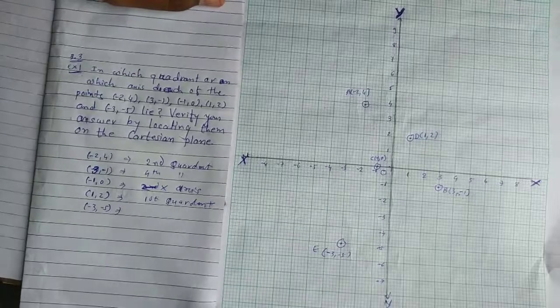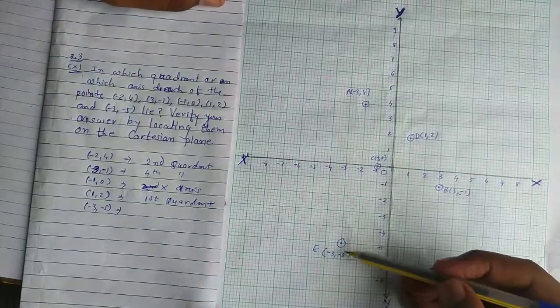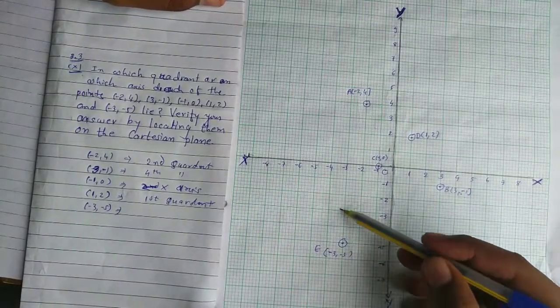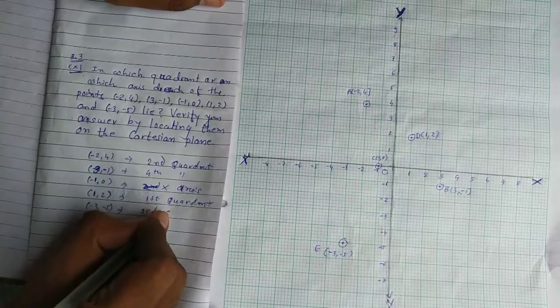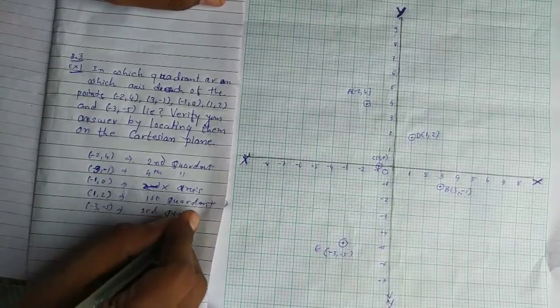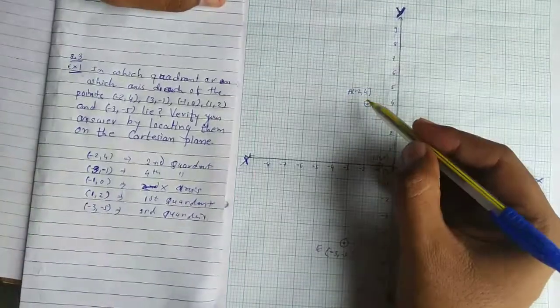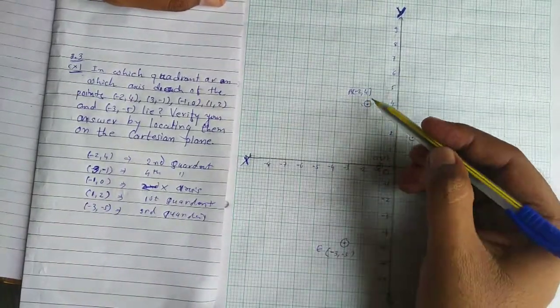Okay. Minus 3 and minus 5. Minus 3 and minus 5 should be here. That is, third quadrant. Okay. First, minus 2 and 4.